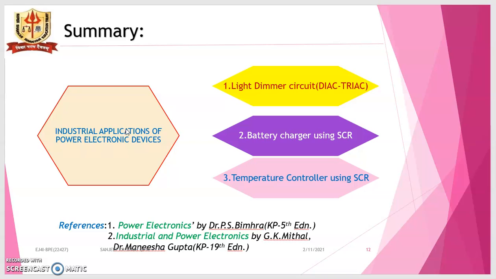So in this presentation, what we learned: the light dimmer circuit as well as the fan regulator circuit or motor speed regulator circuit using Diac-Triac duo. Then we saw the battery charger, where an SCR is used for charging a 12 volt discharged battery from the AC supply, and thirdly, the temperature controller using SCR. These are the references for further reading.